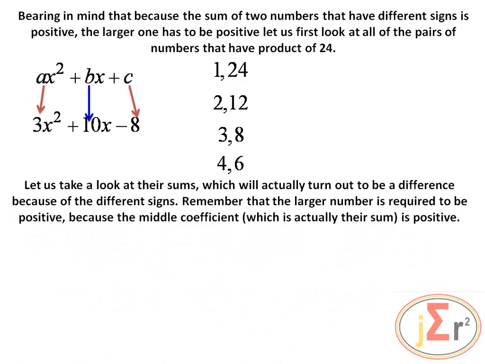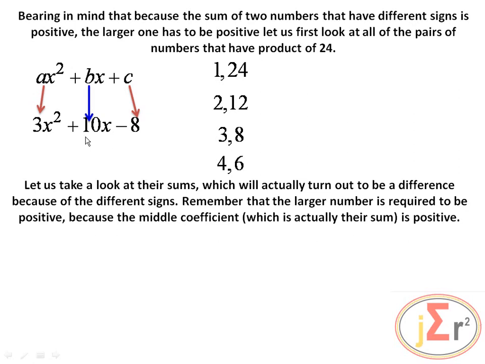Let us take a look at their sums, which will actually turn out to be a difference because of the different signs. Remember that the larger number is required to be positive because the middle coefficient, which is actually their sum, is positive. Do not forget that when we multiply the numbers, we got a negative 24. They must have different signs. When we add them, we subtract the smaller from the larger and the answer will take the same sign as the larger. What we have here is a positive 10.